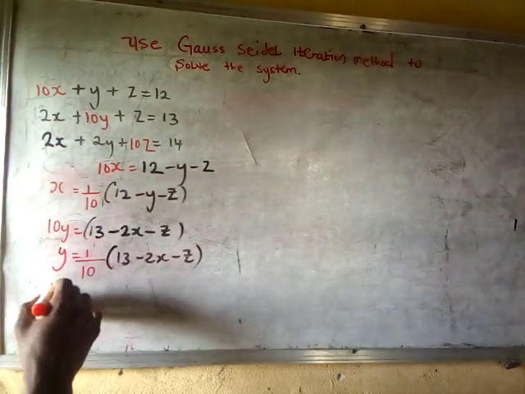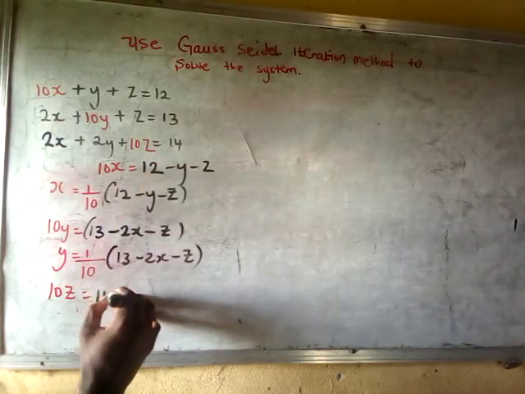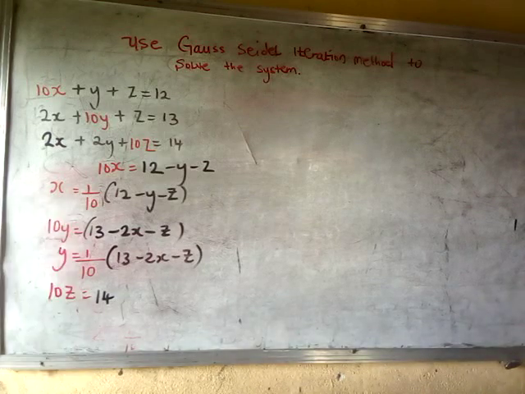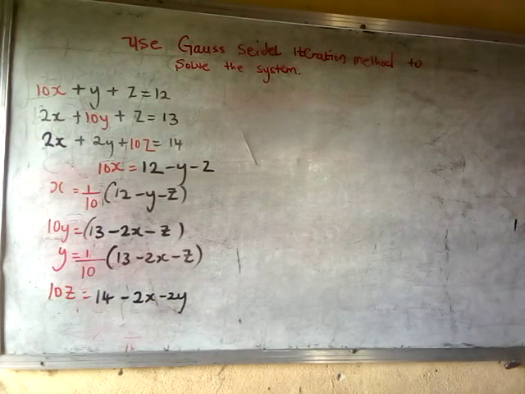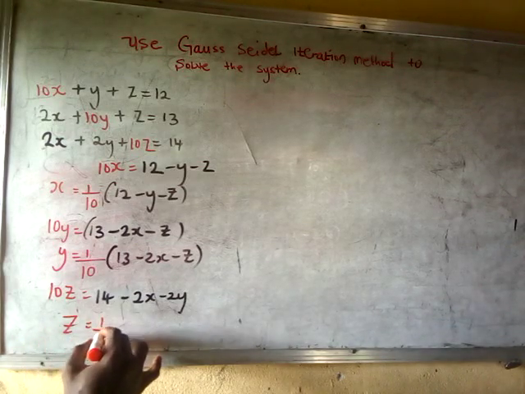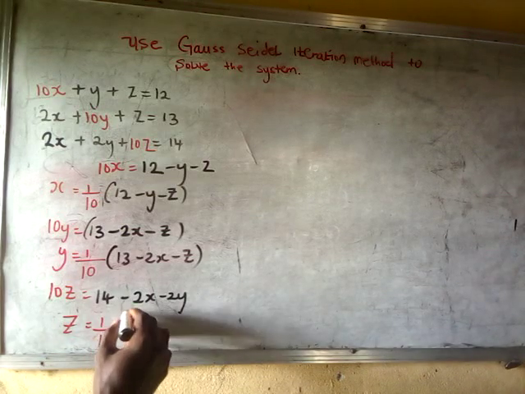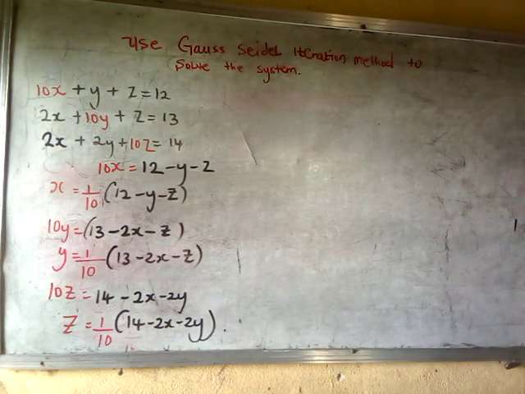Then I move to z. 10z is equal to 14 minus 2x and minus 2y. So I'm trying to make my z the subject of the formula, which is to divide both sides by 10. That is 1 all over 10 into 14 minus 2x and minus 2y. Please do well to check my last video for more on this, to notice what I did in my last video. Check my last video, you will understand this better.